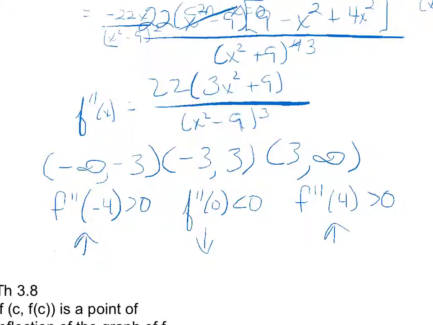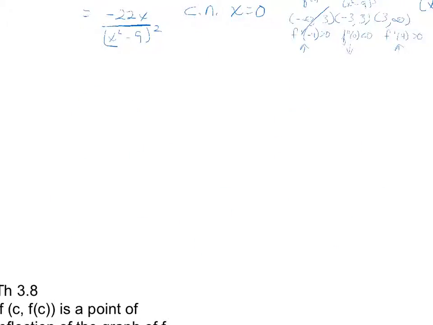Okay. We look at where f double prime, where the second derivative, is 0 or does not exist, and that helps us set up our intervals. And then just like we did the first derivative test, we check the second derivative to determine concavity. All right? The point at which concavity changes is called a point of inflection.